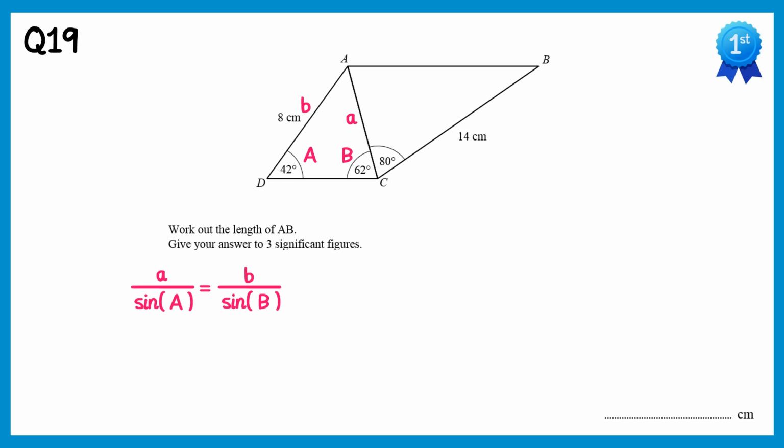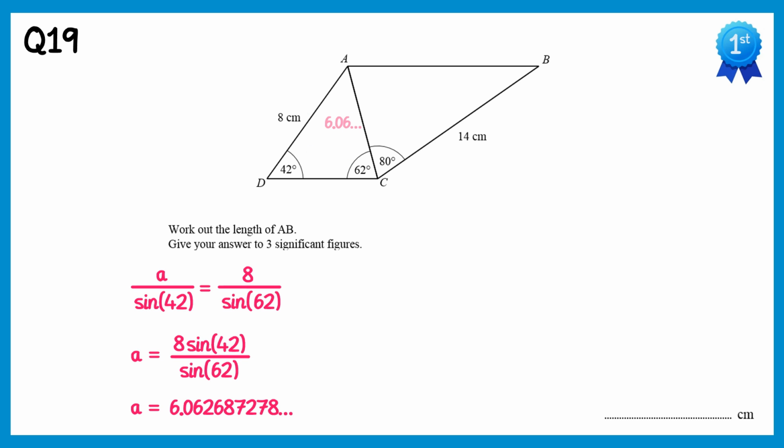So capital A is 42, little b here is 8, the capital B is 62. We can rearrange this to get a equals 8 sine 42 divided by sine 62, which if you type into your calculator gives you a as 6.06 and so on. We can now add this to our diagram.